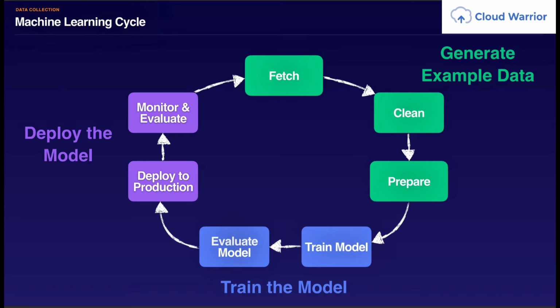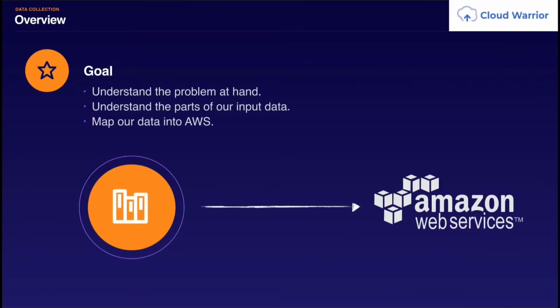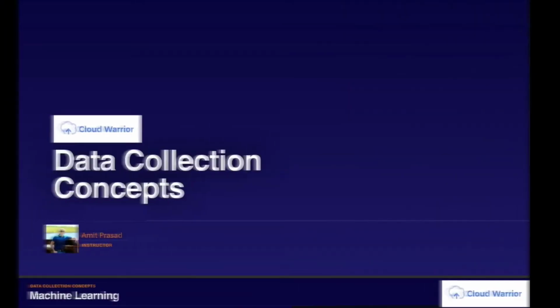We will recall this diagram throughout the course, and I will talk you through each step along the way. So for the first two chapters, we will talk about fetching our data and different ways to collect data and get into AWS. Now, the goal of this chapter is to actually understand what problem you are trying to solve. Once we have a good understanding, we need to understand the different parts of our input data, and then finally, we need to be able to map our data into AWS. This chapter is going to cover different topics in all these areas. So when you are ready, let's go ahead and get started.